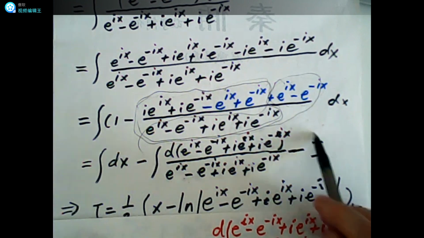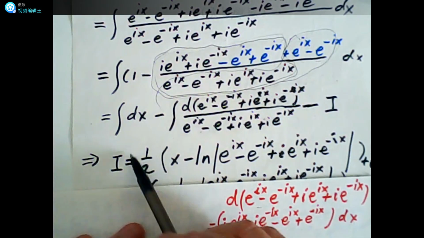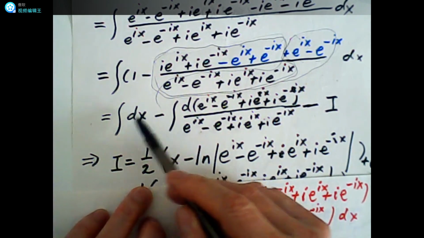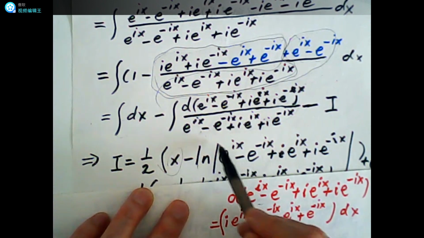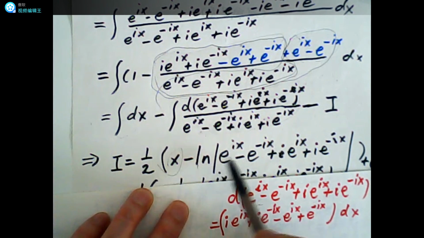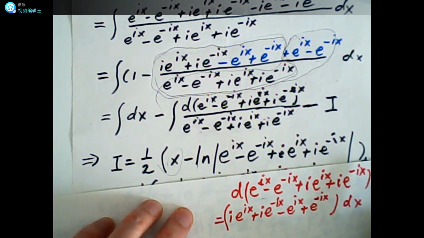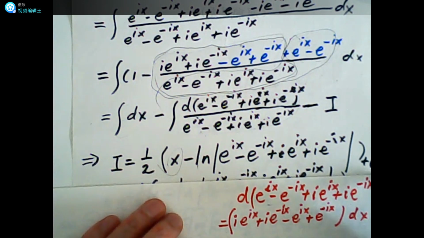Then I move this I over there. I get 2 i's. Therefore, I is equal to half. This is x. This is the natural log of this, right? D something over something is a log something. So the integral has been done, plus c.